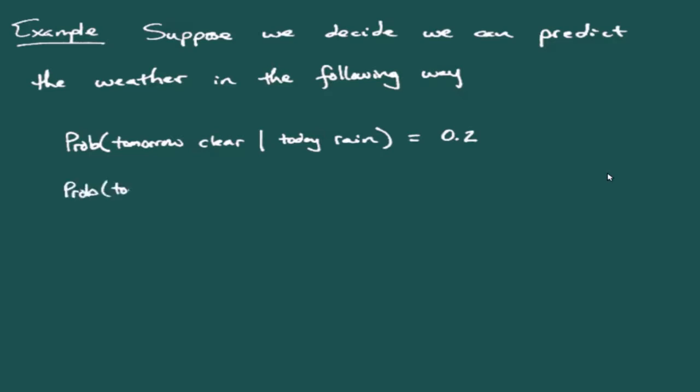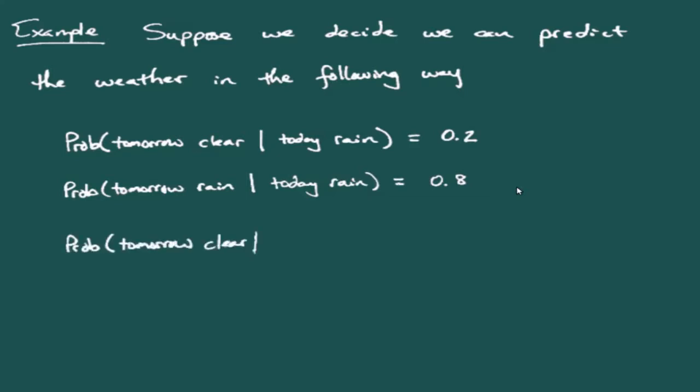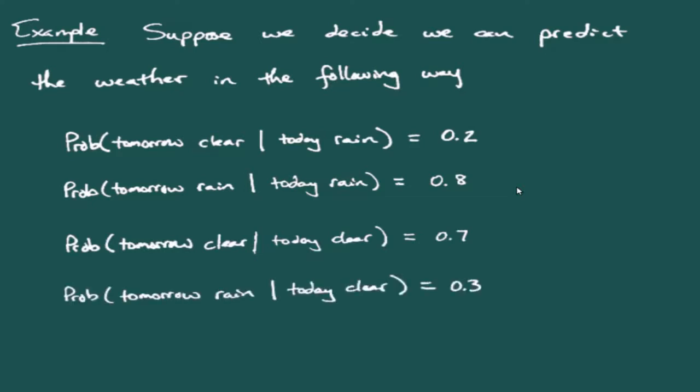The probability that it will rain tomorrow, given that it is raining today, has a probability of 0.8. The probability that it will be clear tomorrow, given that it's clear today, is going to be 0.7. And the probability that it will rain tomorrow, given that it is clear today, has a probability of 0.3.